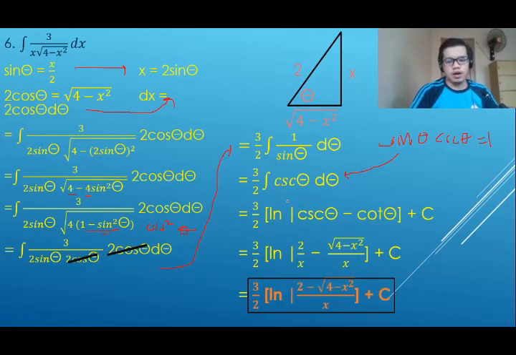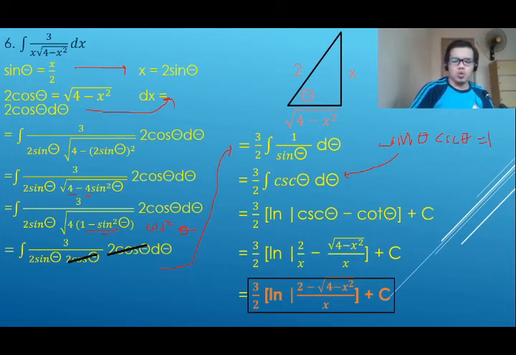As you can see, according to the integral rule, the integral of cosecant theta is the natural log of the absolute value of cosecant theta minus cotangent theta. Now this becomes 3 halves times the natural log of the absolute value of cosecant theta minus cotangent theta plus c. Since this is still in trigonometric form, we have to return it back to the original variable x.